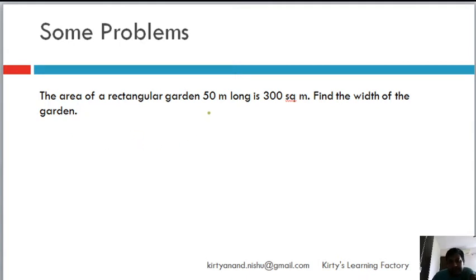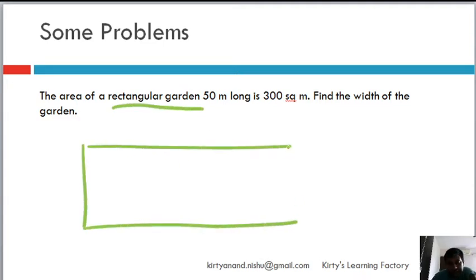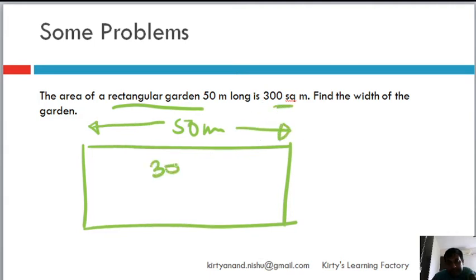Area of a rectangular garden that is 50 meter long is, okay, so it already says that there is a rectangular garden. It is 50 meters long. And they say that the area is given as 300 square meters. See? So you have to find out the width of the garden.